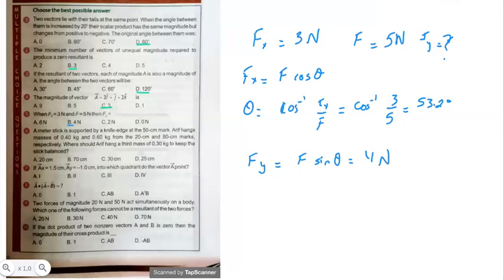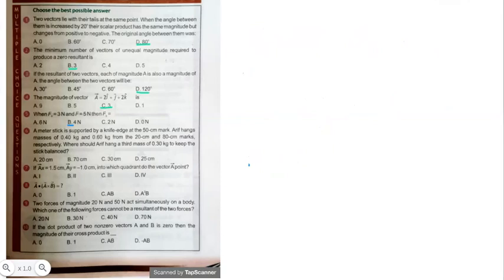Question number 6 is: a meter stick is supported by a knife edge at the 50 centimeter mark. RF hangs masses of 0.4 kilogram and 0.6 kilogram from the 20 centimeter and 80 centimeter marks, respectively. Where should RF hang the third mass of 0.3 kilogram to keep the stick balanced? Now this is a question of torque, the principle of moments, in which the clockwise torque must be equal to the anti-clockwise torque.